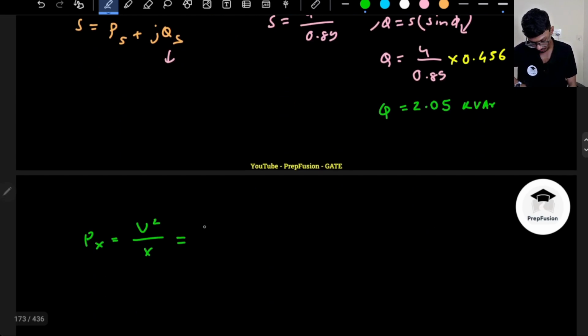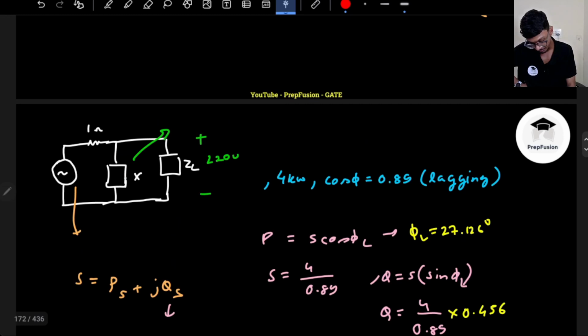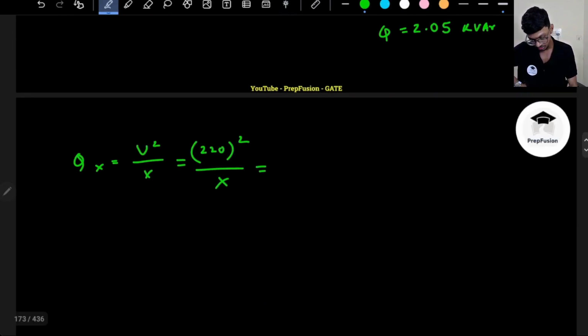So V is 220 whole square, all these are RMS values only, divided by X. This is what I have to find out. This is not the active power, sorry, reactive power. So this will be equal to the reactive power that I need to supply, because the whole reactive power will be supplied by this capacitive reactance, and the actual source will only supply the active power, which I don't care right now.